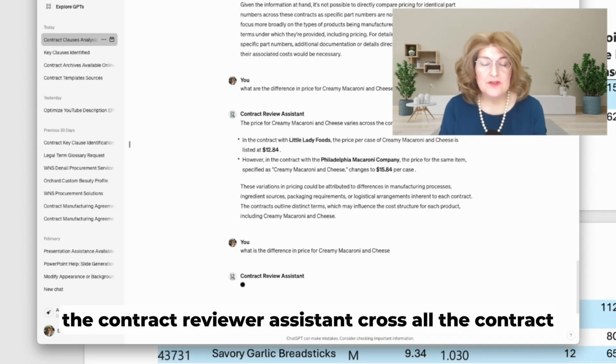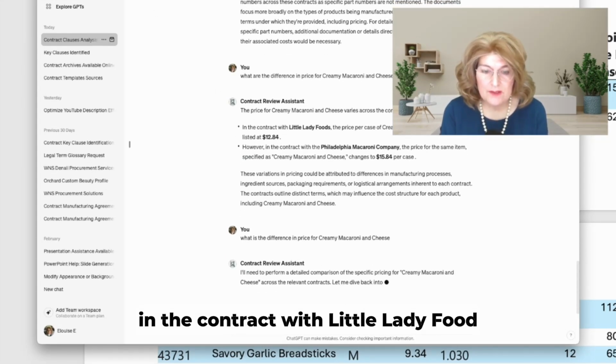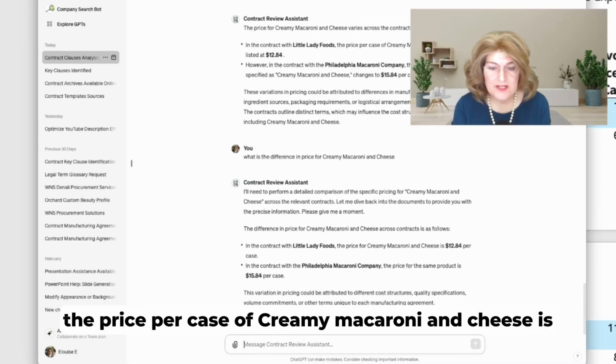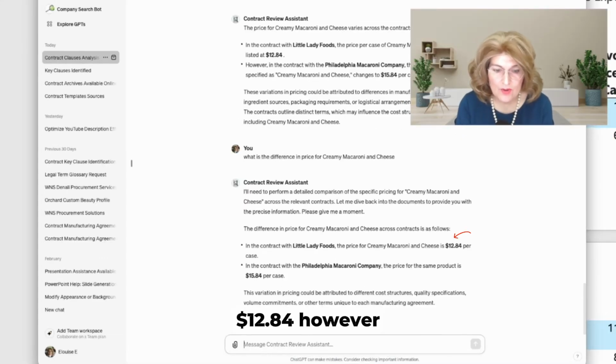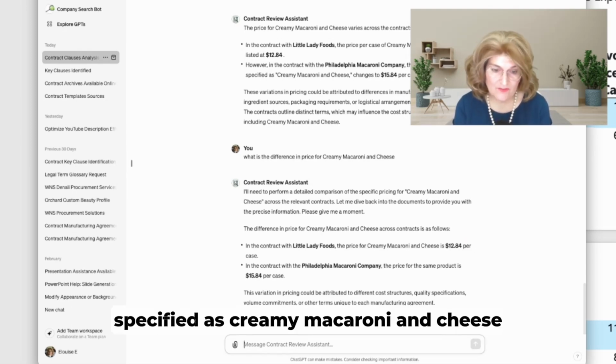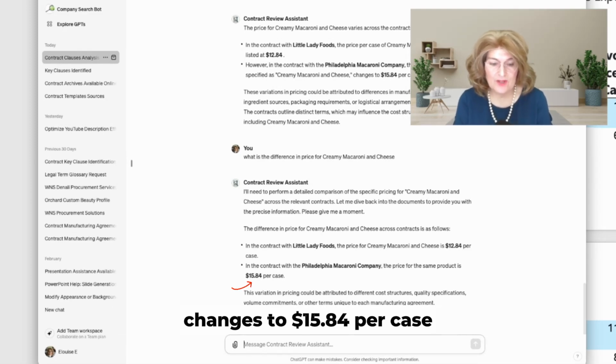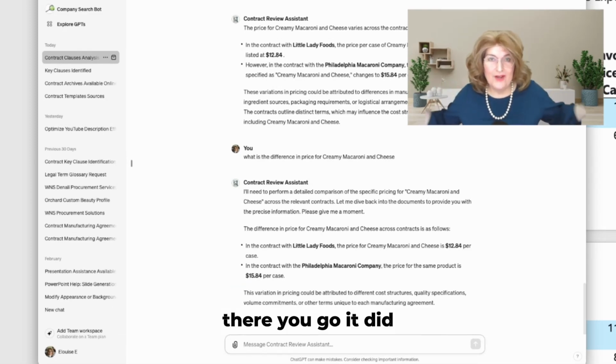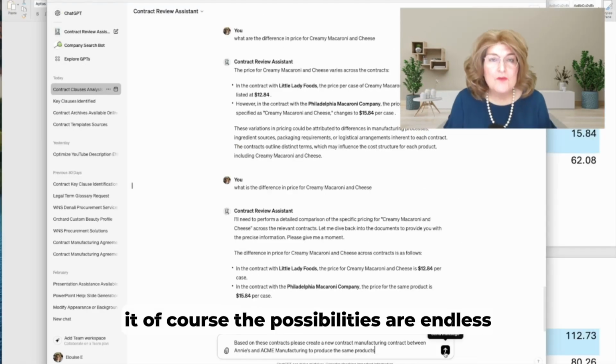The contract reviewer assistant crosses all the contracts and it finds that in the contract with the Little Lady Food, the price per case of creamy macaroni and cheese is $12.84. However, the contract with Philadelphia Macaroni Company, the price for the same item specified as creamy macaroni and cheese changes to $15.84 per case. There you go. It did it. Of course, the possibilities are endless.